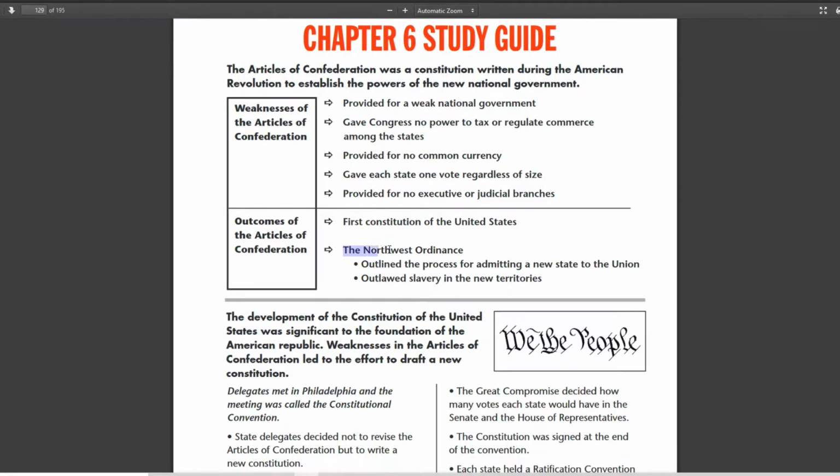And also, it helped us organize the Northwest Ordinance. This is the area that we won after the Revolutionary War. Places like Illinois, Ohio, Michigan, Indiana, Alabama, Mississippi. All these areas were given to us after the war through the Treaty of Paris, and the Northwest Ordinance helped us organize those territories into states and territories. And that's what we have right here. Outline the process for admitting new states into the Union and outlawed slavery in the new territories.